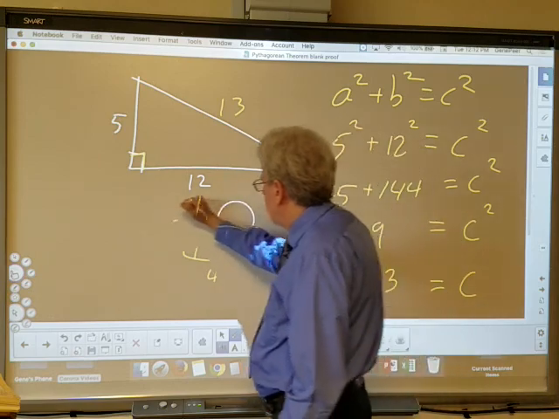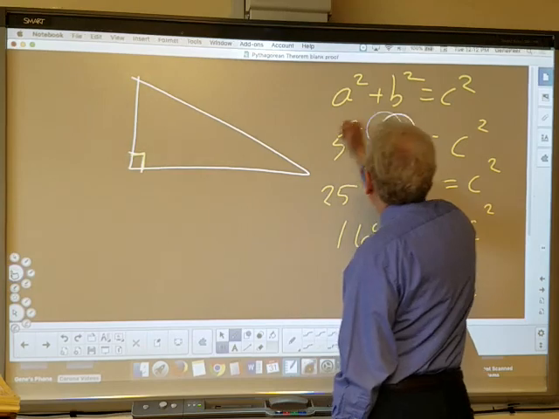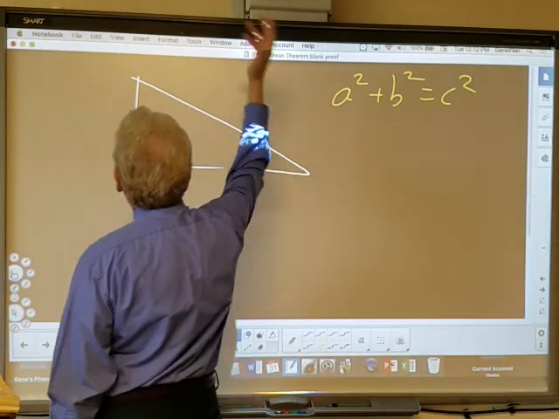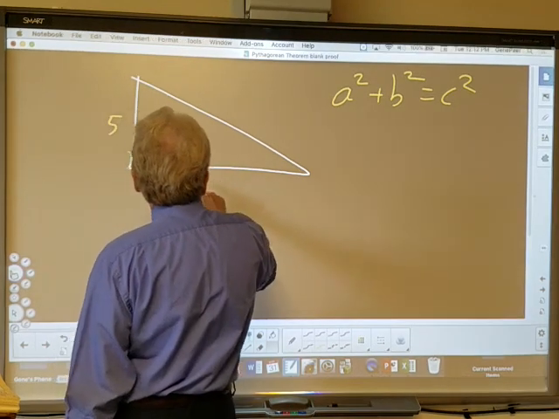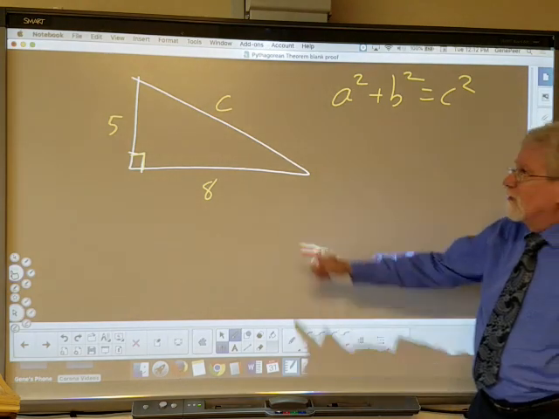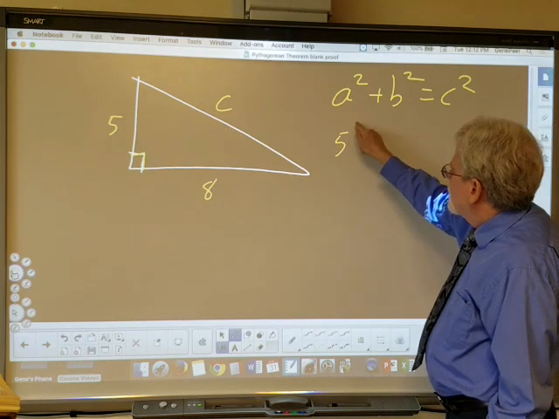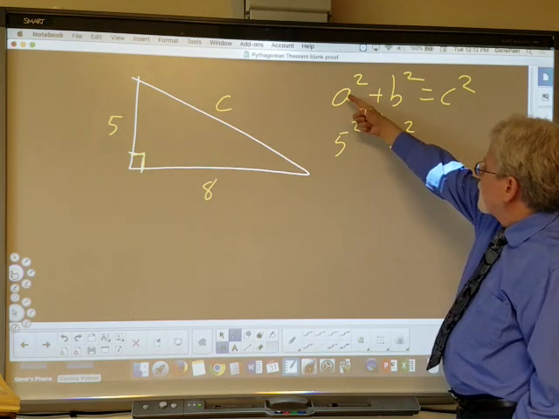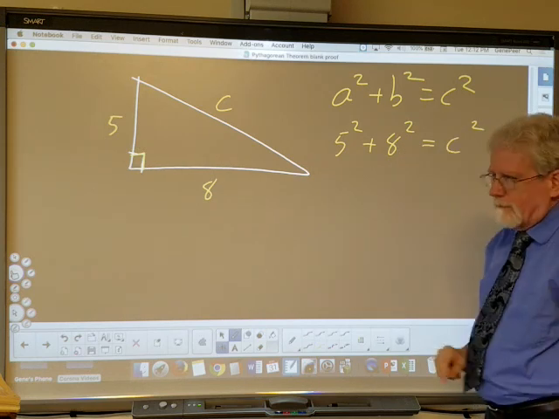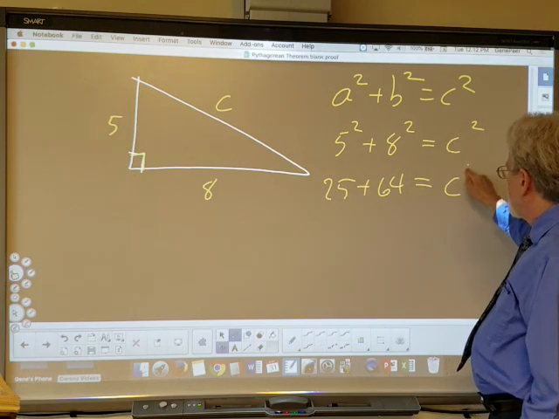Okay, let's do one that's even uglier than this, though. Suppose we have a triangle that doesn't work out so nicely. Suppose we have one that has, I'm just going to make this up, suppose this is 5, suppose this is 8, and this is C. Let's see what happens. All right, so we have 5 squared plus 8 squared. I expect to see this written at the top of the problem as you work your way down. Equals C squared. Then we have 25 plus 64 equals C squared.